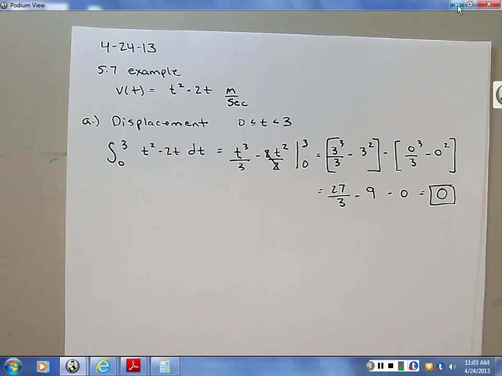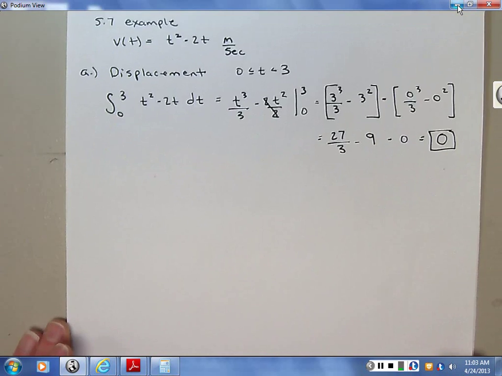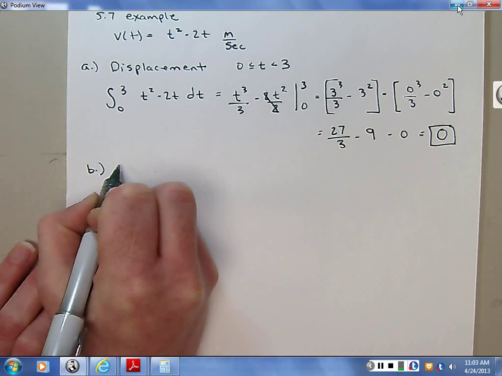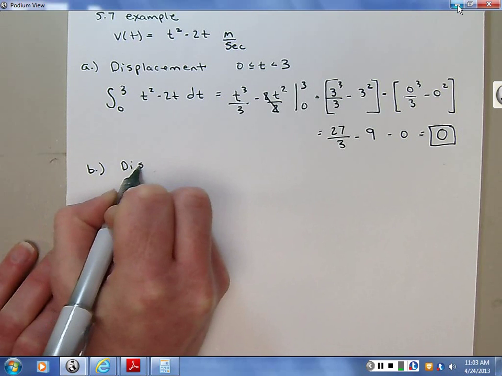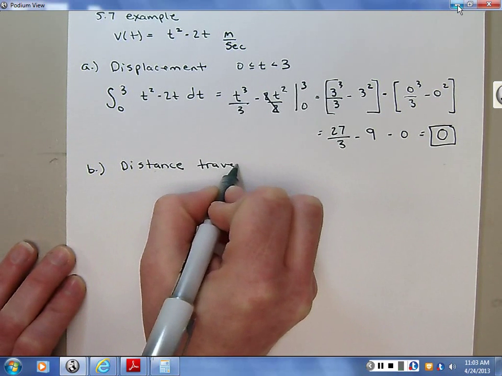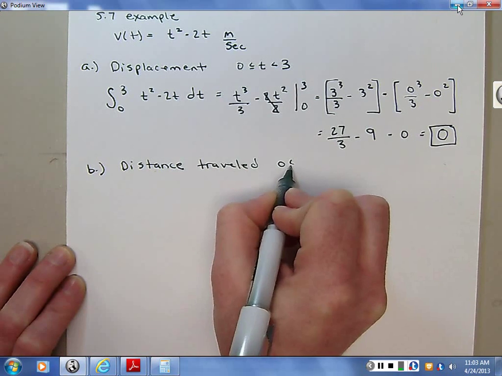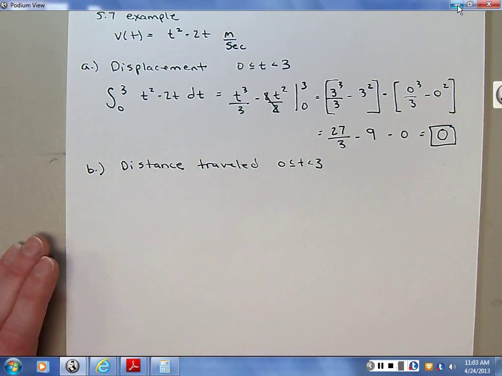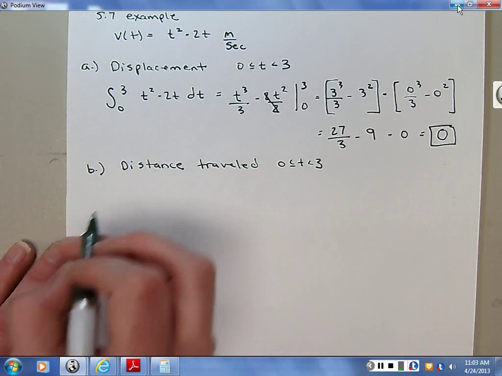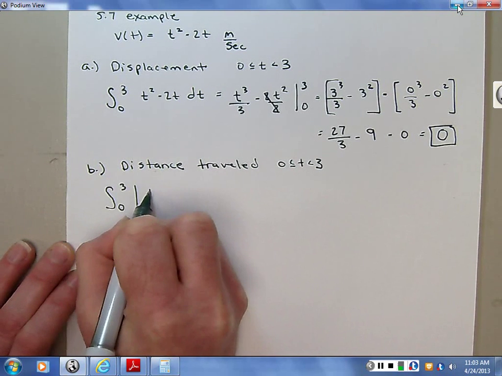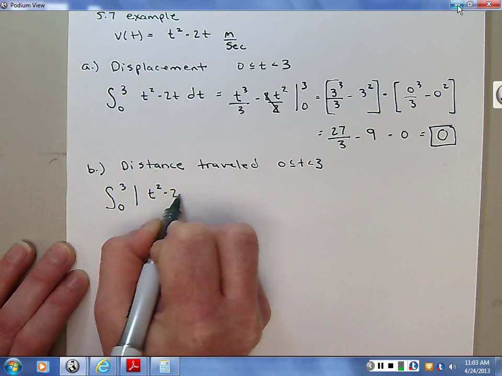What was the total distance traveled? I'm going to have to integrate the absolute value of this. So that's part B. The distance traveled from 0 less than t less than 3. So now if I want to find the distance traveled, I'm integrating from 0 to 3 of the absolute value of t squared minus 2t dt.